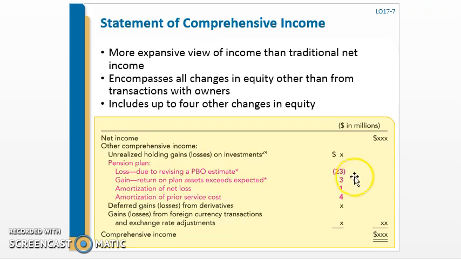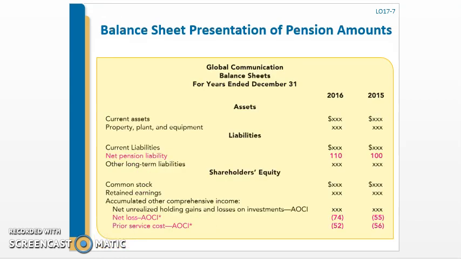So, statement of other comprehensive income. Here are all those other comprehensive income items: the $23 million loss, the $3 million gain, the amortization of net loss, and the amortization of prior service costs. That's where all of those show up. To show you, here's the net pension liability, the $110 million, right there. And in the stockholders' equity is where you have the accumulated other comprehensive income items.